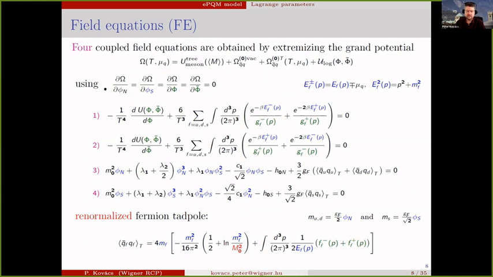And we extremize that according to the four, in this case, if we are at finite temperature, the four fields: phi and phi are condensates. So the non-strange condensate and the Polyakov loop condensates. And we will have four coupled field equations. And then we can determine all the temperature and density dependence of every quantity that we have. So the pressure, all the masses, etc.